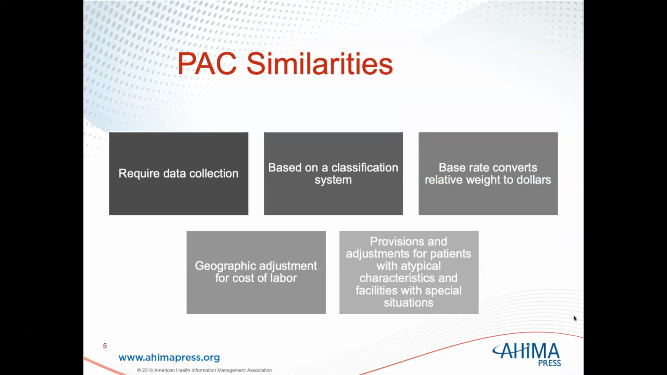All right, so what is similar about all of these? Well, they all are required to collect and report data. It is all based on a classification system. Their base rate converts to a relative weight to dollars. There is a geographic adjustment for cost of labor, just as we learned about the other prospective payment systems, and provisions and adjustments for patients with atypical characteristics and facilities with special situations are permitted. So again, we are starting on page 196 in your book and moving forward from there.